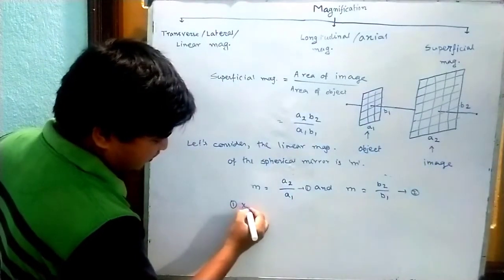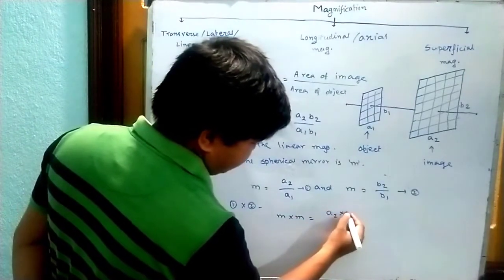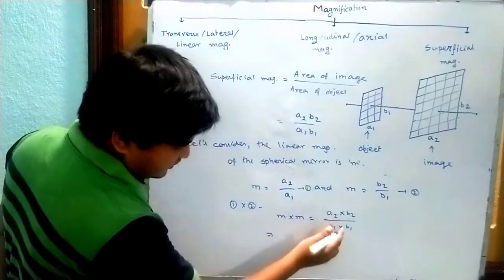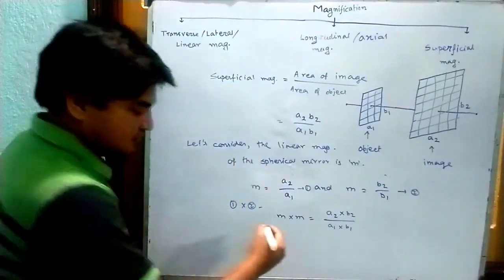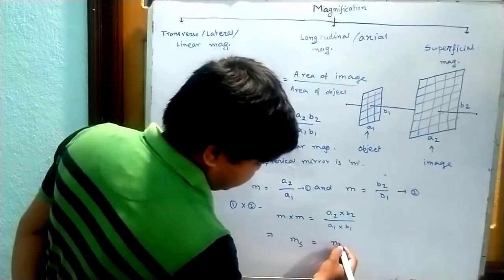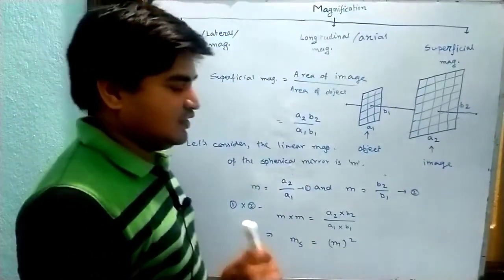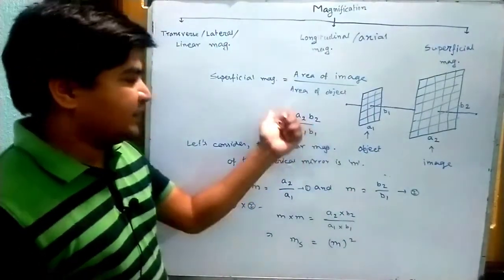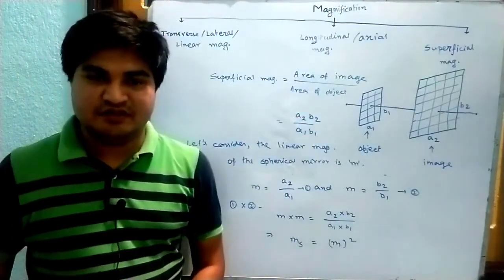Multiplying 1 and 2, what we will get? M into M equals a2 into b2 by a1 into b1, and a2 into b2 by a1 into b1 represents the superficial magnification. So superficial magnification is equal to linear magnification square. So this is the relation between linear magnification and superficial magnification, and we also can find out the superficial magnification by this relation, that is the area of image by area of object.